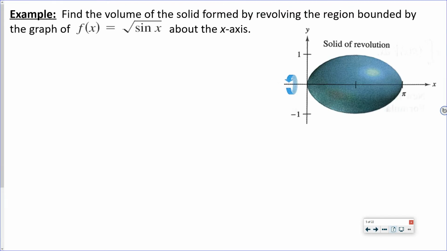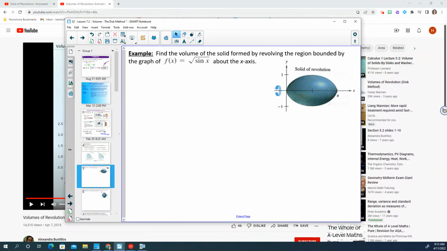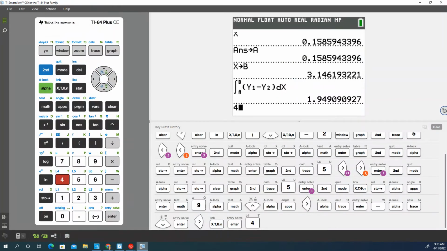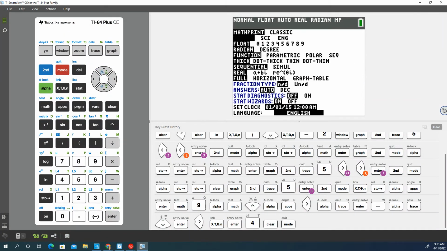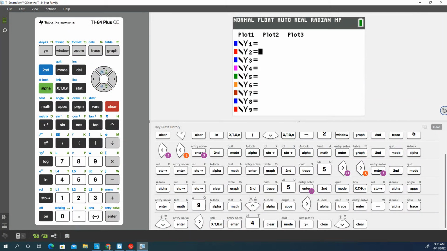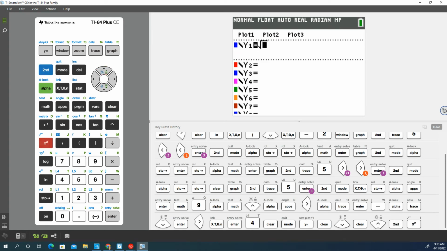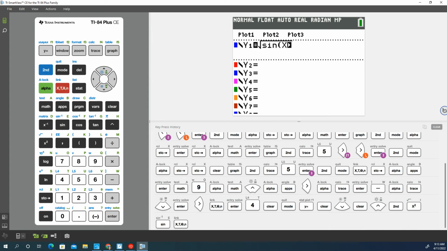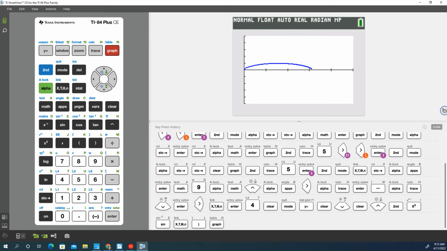Okay, so you probably don't know what the square root of sine of x looks like off the top of our head. We could make a table, but we could also use our graphing calculator to make this quicker. So let's go ahead. Y equals the square root of the sine of x. Let's just get a little visual here. I didn't even change my windows from previous. There's what my region looks like.